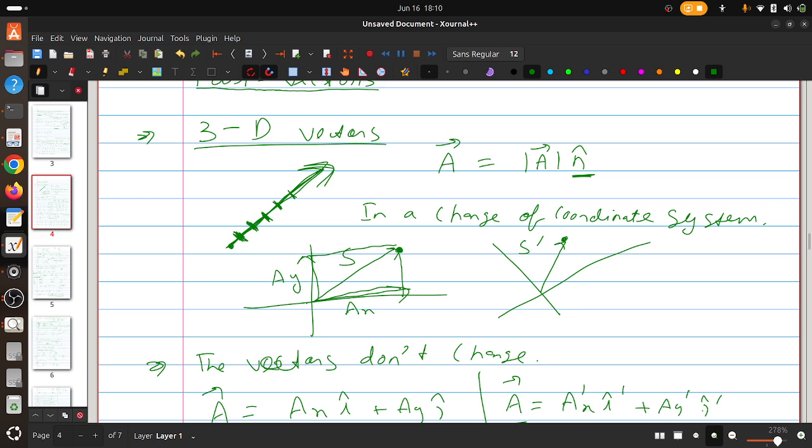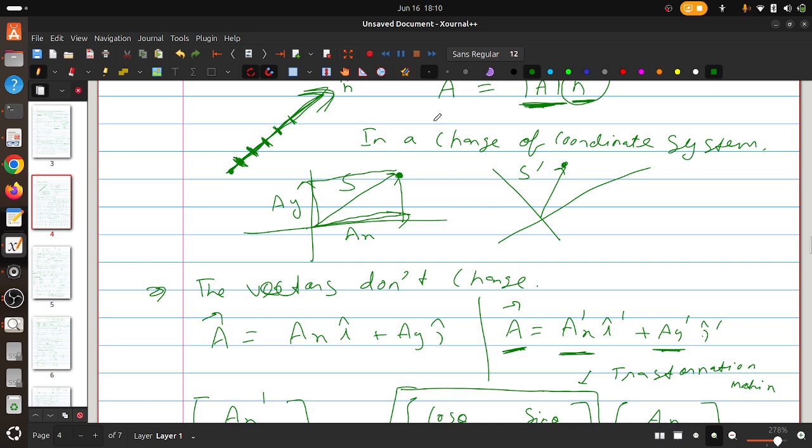A vector in 3D is written as the magnitude of A times the direction in which it is pointing. So it is pointing in this direction. But the idea of a vector is mainly illustrated when we change the coordinate system. This is one particular coordinate system, this is another. This is the S frame, this is the S prime frame, and the S prime frame is basically rotated with respect to the S frame by an angle theta.